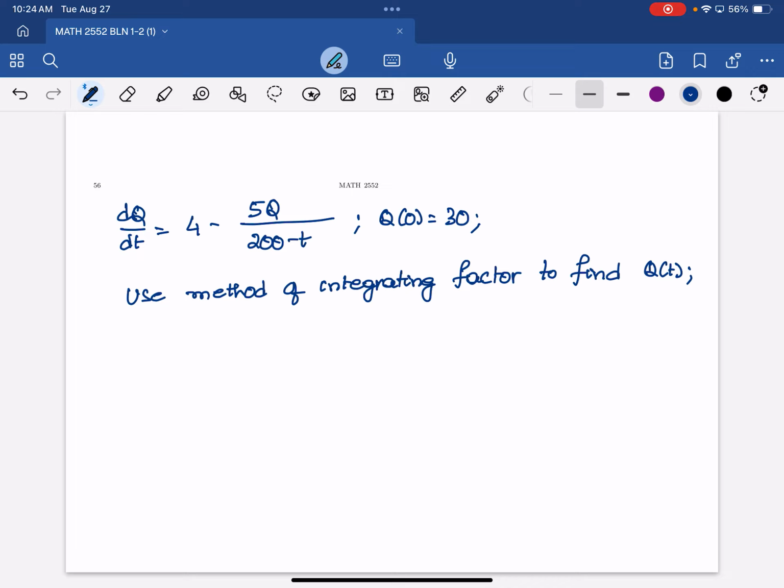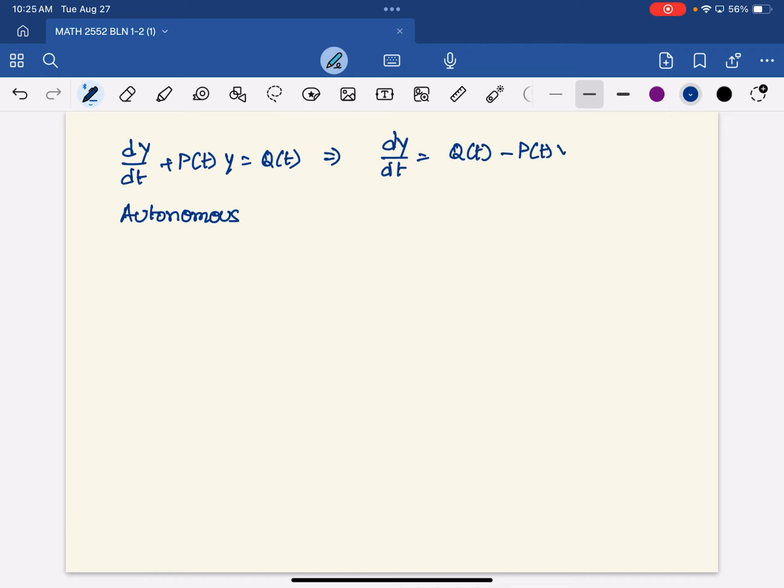Okay. So the question that you're asking is, if I have dy/dt plus p of t times y equals q of t, right? And if you're saying something is autonomous, this means I would write this as dy/dt equals q of t minus p of t times y. If you're saying something is autonomous, what do you mean? You mean two scenarios. One scenario is q of t is 0, or in other words, q of t is a constant and p of t is a constant.